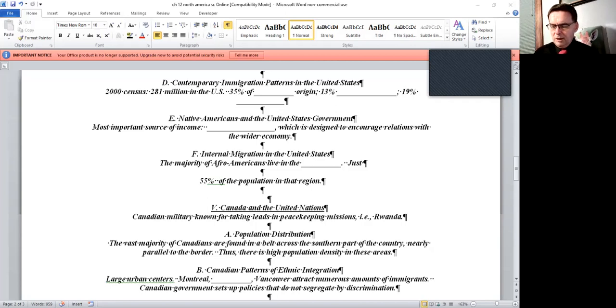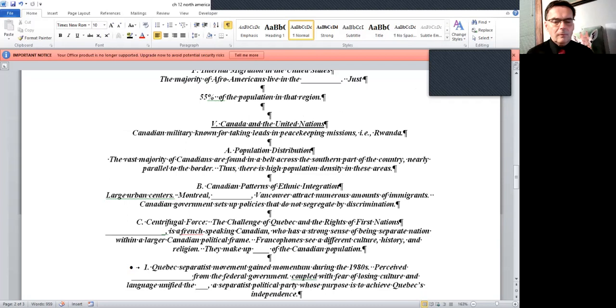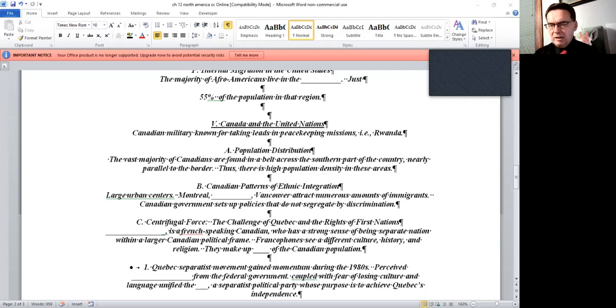Take a look at page 572, and we'll go to Canada and the United Nations. The Canadian military is known for taking leads in peacekeeping missions. We had you look at Rwanda a few chapters back. They were there taking the lead in that. Population distribution. Keep your page here, page 572.